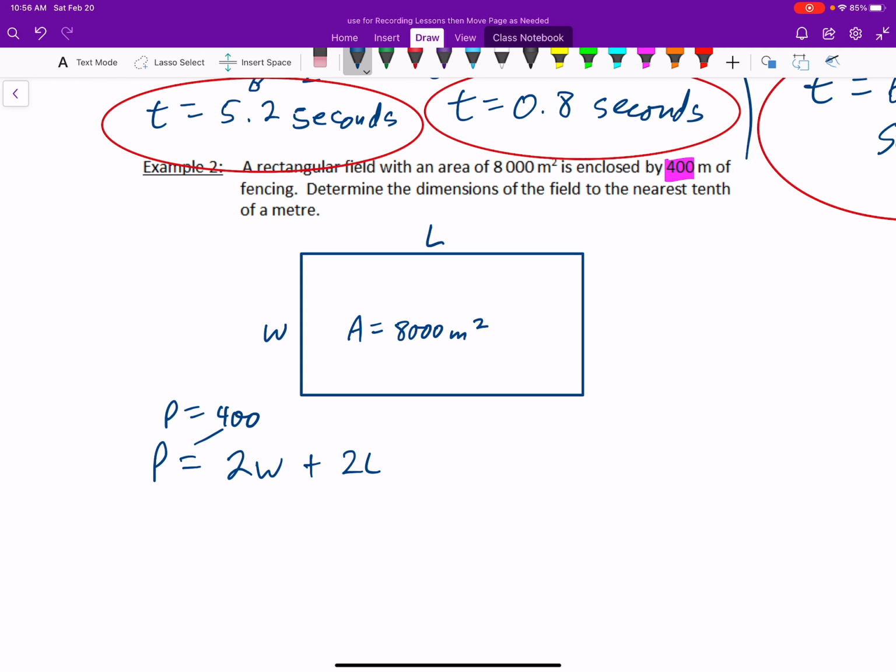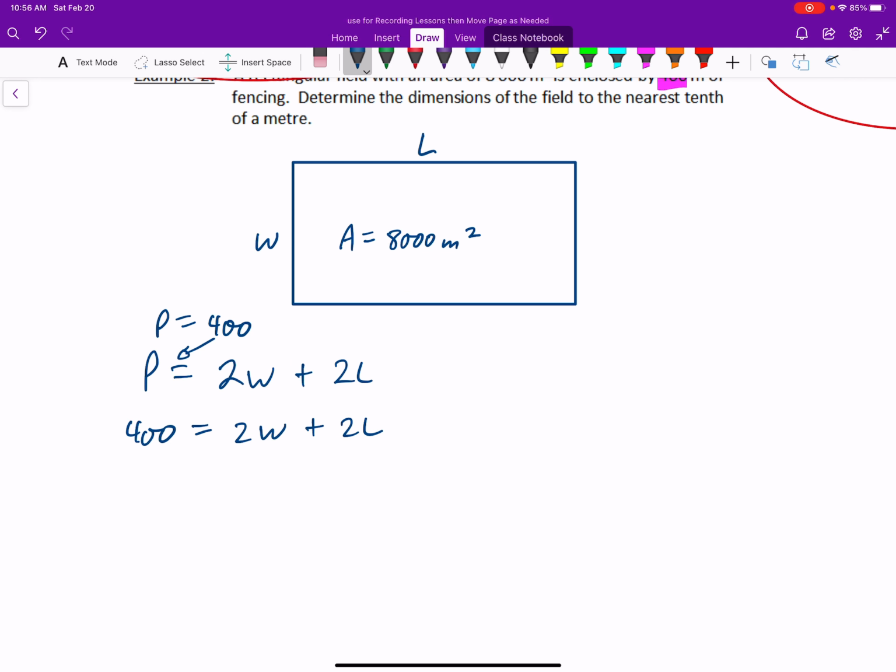Then I can substitute that into here, and I get 400 equals 2W plus 2L. So that's just an equation, obviously. And I can isolate it in terms of L or W, which I think will do. So maybe, let's say I try to get W by itself. If I bring the 2L to the other side, I'd have negative 2L plus 400 equals 2W. And if I divide each side by 2, I'd have negative L plus 200 equals W.